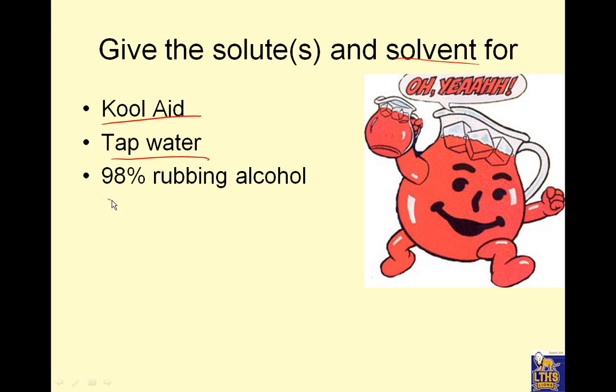All right, 98% rubbing alcohol. Okay, so 98% means that most of this solution is rubbing alcohol. So the actual solute is the water, and the solvent is the rubbing alcohol, because there's 98% rubbing alcohol. So you have to know what the solute is and what the solvent is and what they make together for the rest of this.